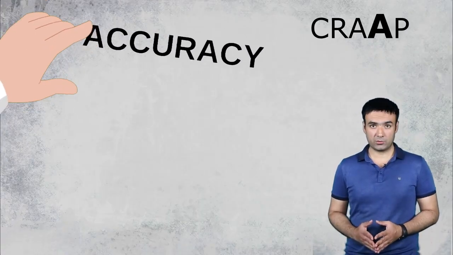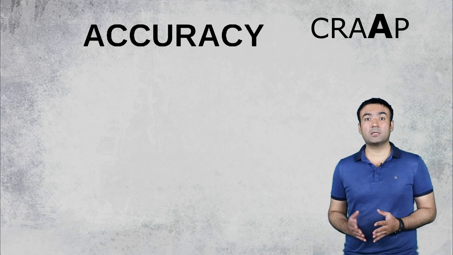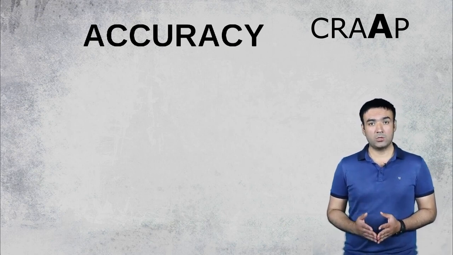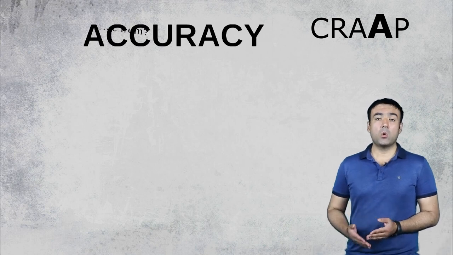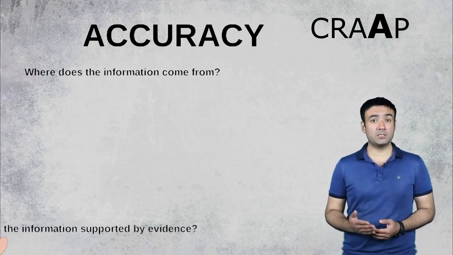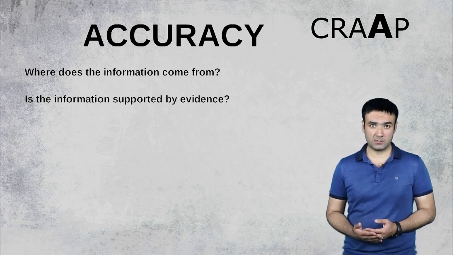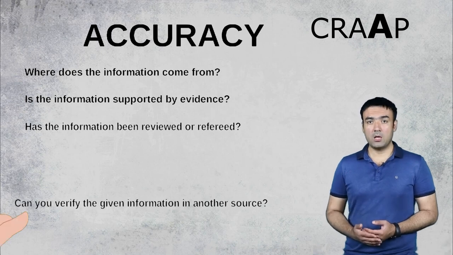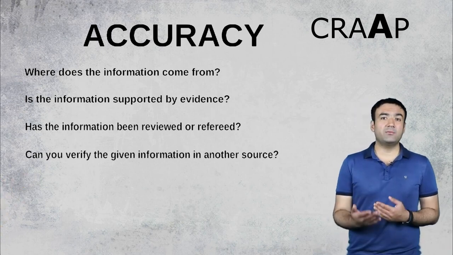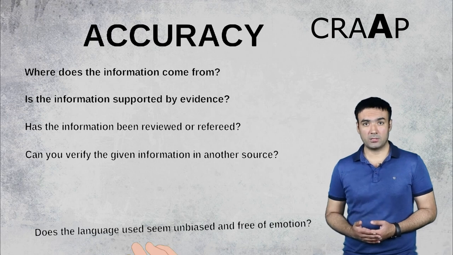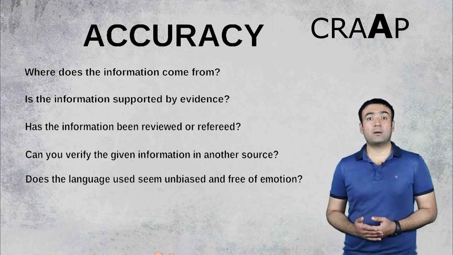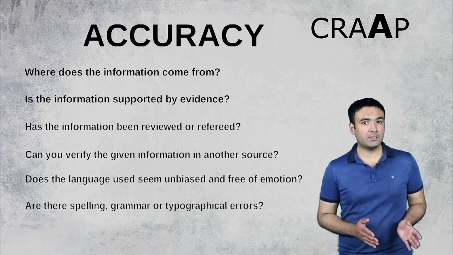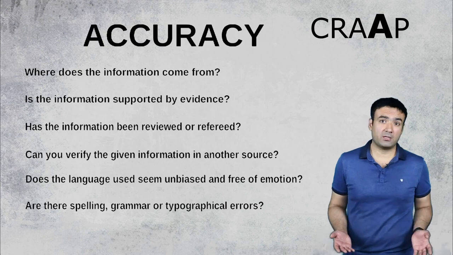Fourth is accuracy. Accuracy is the reliability, truthfulness, and correctness of the content. You can identify accuracy by asking, where does the information come from? Is the information supported by evidence? Has the information been reviewed or refereed? Can you verify any of the given information in another source? Does the language used seem unbiased and free of emotion? Are there spelling, grammar, or typographical errors?